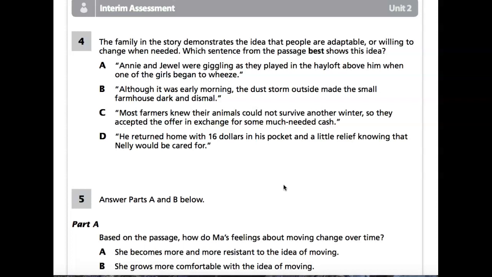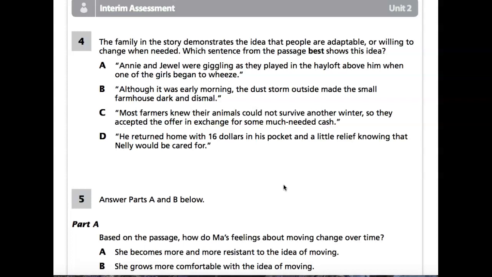All right, A, Annie and Jewel were giggling as they played in the hayloft above him when one of the girls began to wheeze. B. Although it was early morning, the dust storm outside made the small farmhouse dark and dismal. C. Most farmers knew their animals could not survive another winter, so they accepted the offer in exchange for some much-needed cash. And D. He returned home with $16 in his pocket and a little relief knowing that Nellie would be cared for.